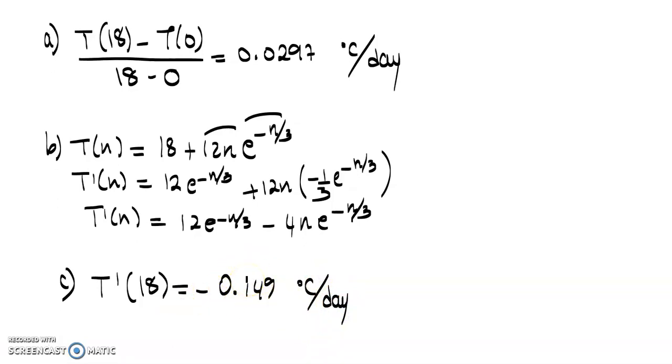However, the 0.149 does really give me the amount by which the temperature is changing over that day, and the sign here being negative implies a decrease in temperature. So the sign would actually represent the decrease or increase in temperature, while the absolute value of that derivative would give me the amount of change during that specific day.